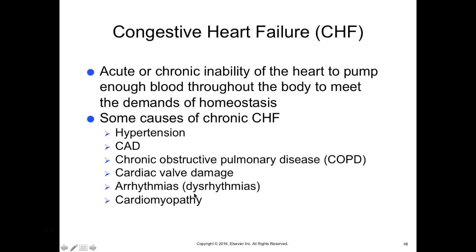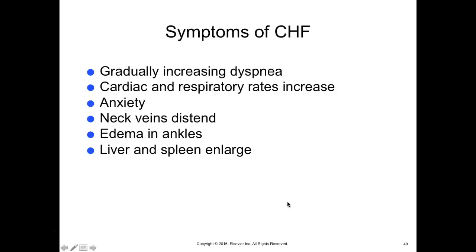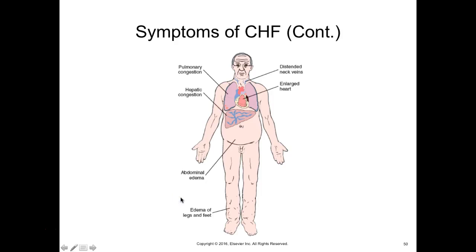Congestive heart failure. So there's right and left-sided congestive heart failure. It can be acute or chronic. Some causes of chronic congestive heart failure are hypertension, coronary artery disease, chronic obstructive pulmonary disease, cardiac valve damage, arrhythmias, and cardiomyopathy. So symptoms of congestive heart failure: dyspnea, which increases gradually, cardiac and respiratory rates increase, anxiety, neck vein distension, edema in the ankles, and liver and spleen enlargement. And here is just showing you some of those same areas.